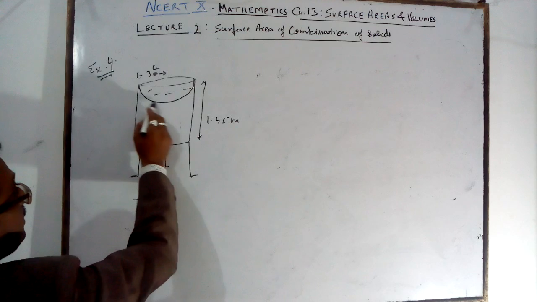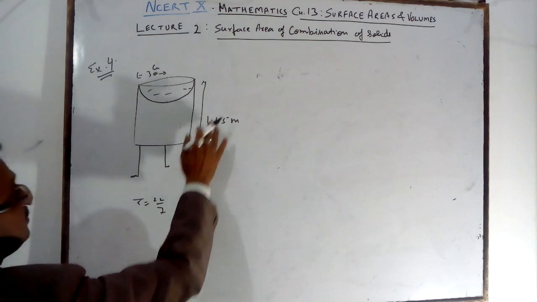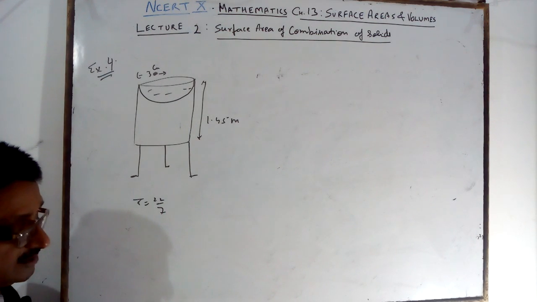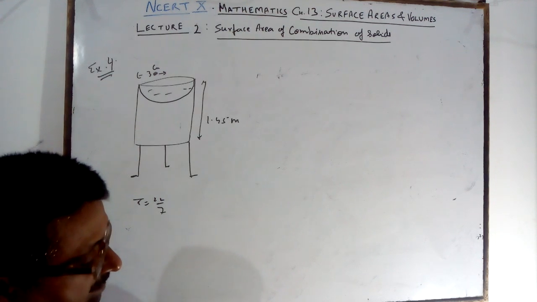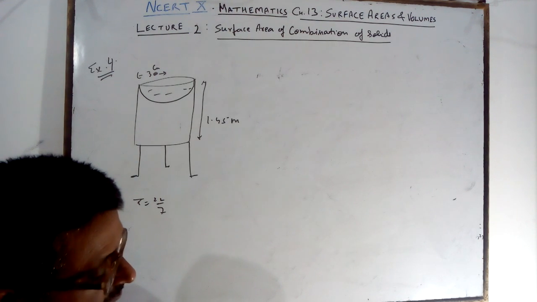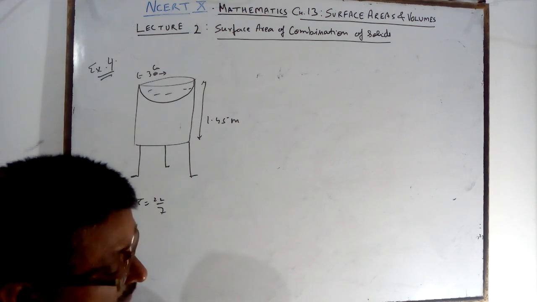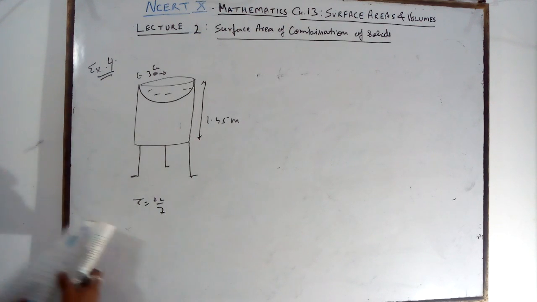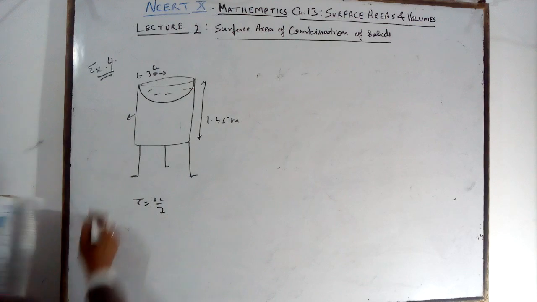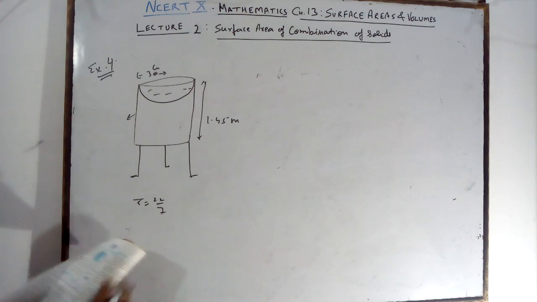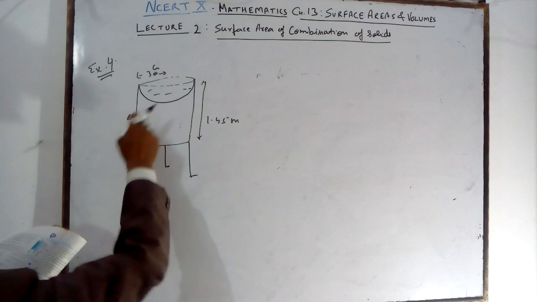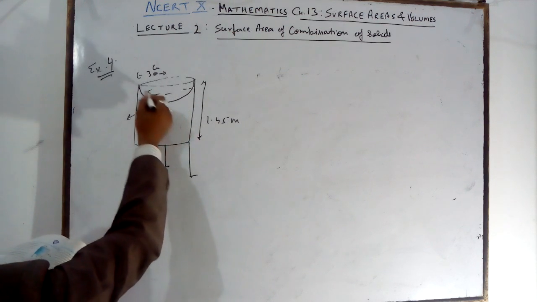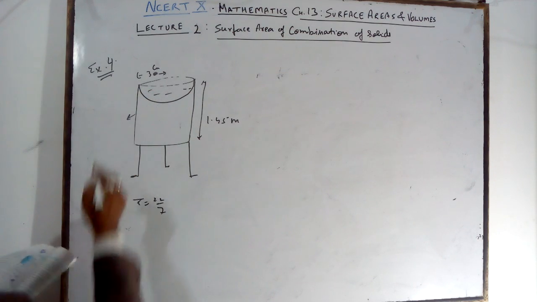Your question is to find the surface area of the bird bath. The bird bath is only this portion, no stand, nothing. Find the total surface area. Total surface area means the CSA of this plus the CSA of the hemisphere, because it is open. It is an open portion, there is only a dotted line. So this area and this area you want.